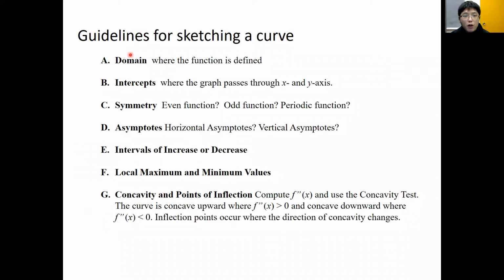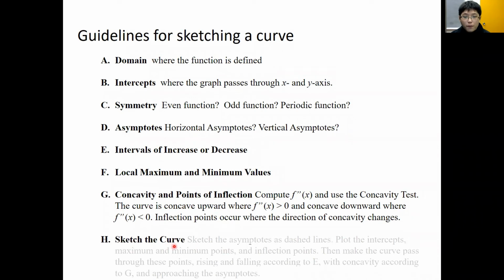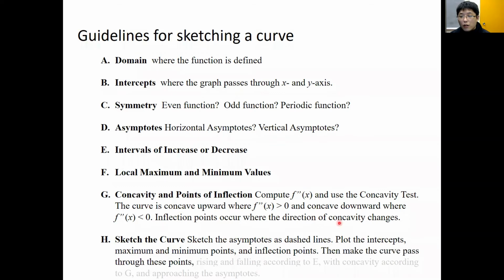With all the information you have obtained in these 7 steps, you will be ready to sketch the curve. We always start by sketching the asymptotes as dashed lines, and we plot the intercepts, maximum and minimum points, and inflection points. Then we make the curve pass through these points, rising and falling according to the intervals of increase and decrease, with concavities according to our analysis of concavity and points of inflection. And finally, it should approach the asymptotes. So these are the steps you should follow in sketching a curve.